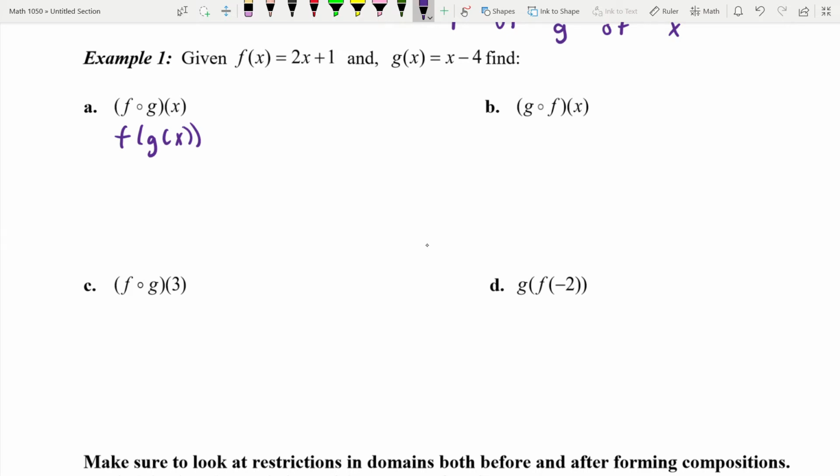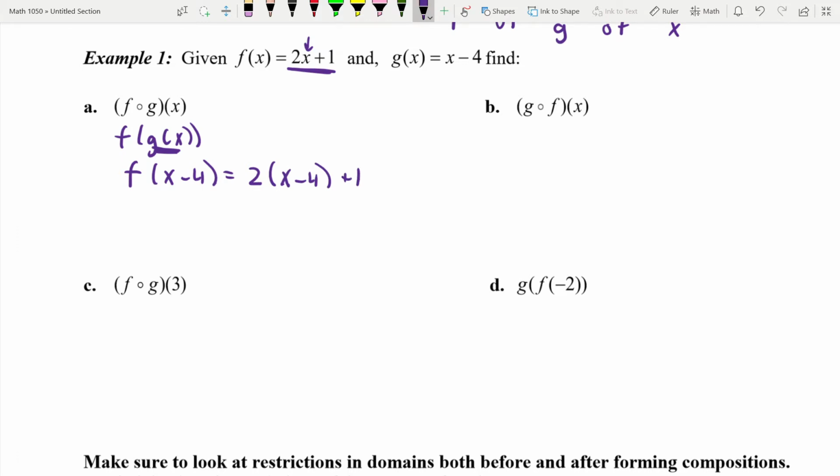Then I want you to take this g of x and replace it with what g of x is. So this is f of x minus 4. And now I'm basically back to my last problem. Guys, look, I take this f of x right here, and right there where I see that x, I'm going to put in x minus 4. So it's 2 times x minus 4 plus 1. Please remember, I'm not solving for x.